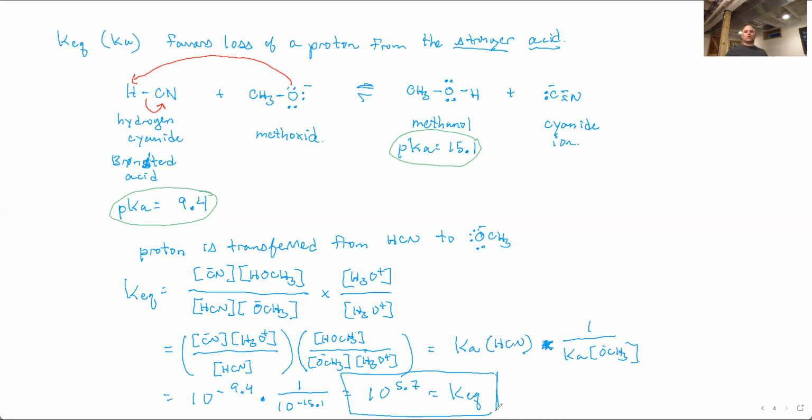Okay, and so what does that tell me? It tells me that the reaction proceeds to about 10 to the 5th to favor the products of the reaction. So in other words, there's approximately 100,000 molecules of methanol for every molecule of methoxide at equilibrium, okay? And so we can use these pKa's to derive KEQs and then understand how far to the left or right each of these reactions is going to proceed, all right?